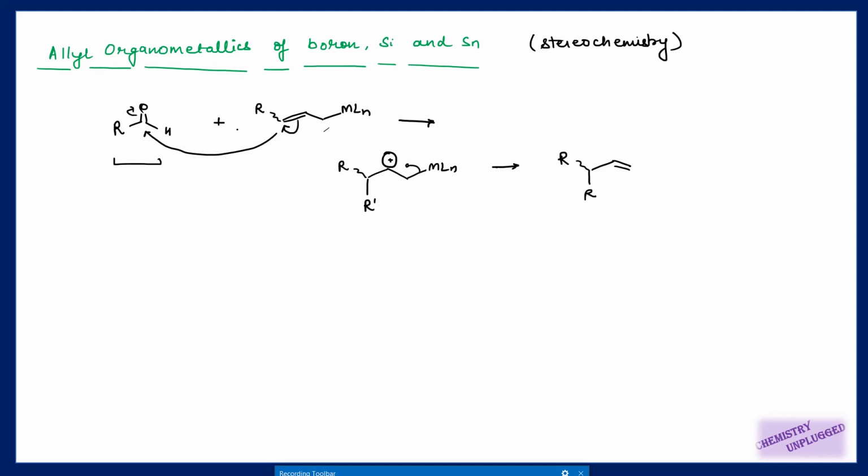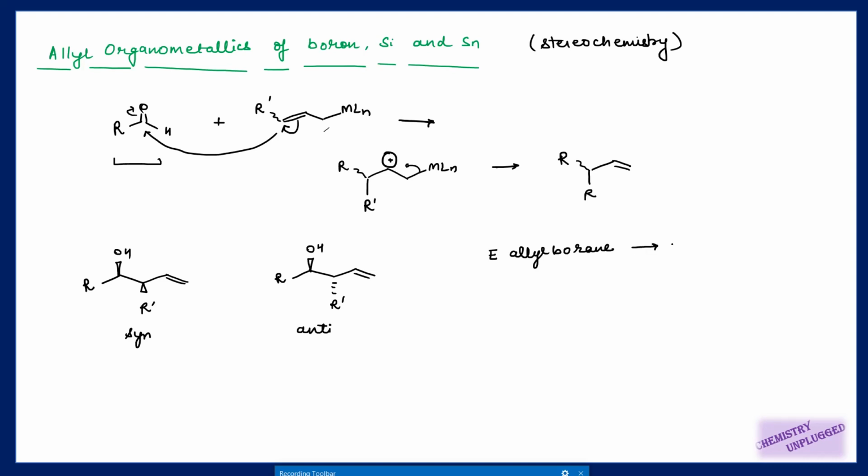Let's come back to the main example here. In this case we can have two types of products. Suppose this is R dash, we can get the syn product or we can get the anti product. So this is the syn product and this one is anti. Then how will we decide which product will be our major? First we will talk about allyl borane compounds. If you have E allyl borane, then you will get anti as the major product. If you have Z allyl borane, then you will get syn as the major product.